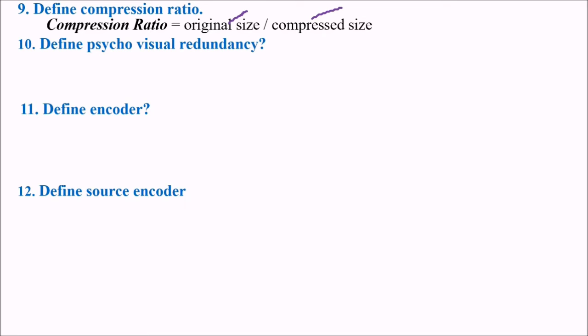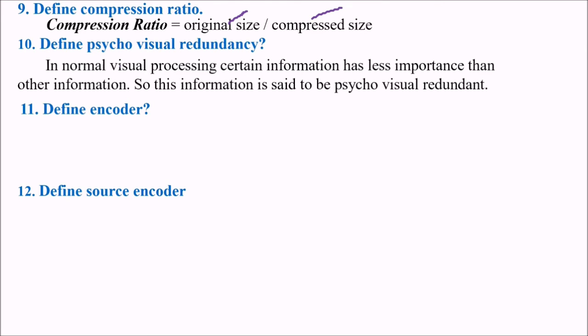Define psycho-visual redundancy. What is psycho-visual redundancy? In normal visual processing, certain information is of less importance than other information. So this information is said to be psycho-visual redundant, which is having less importance.